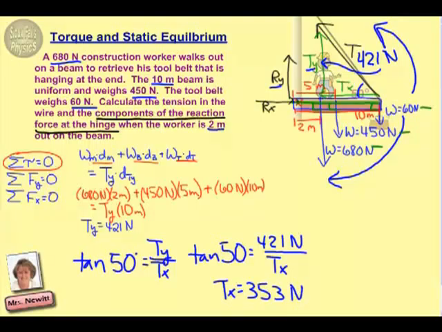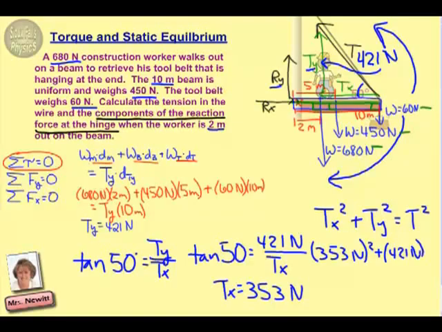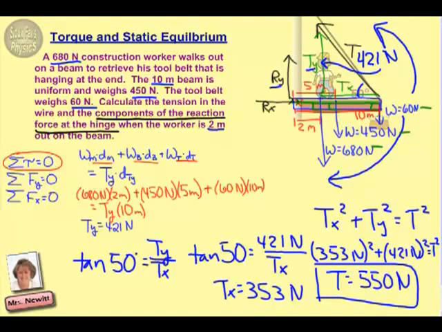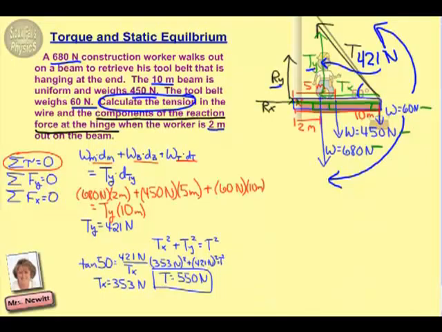Continuing on with the Pythagorean theorem then, to find the overall tension, we can use the Tx and Ty values squared. We now have Tx as being 353 newtons. Ty was 421 newtons. And so solving for our overall tension, we have 550 newtons of tension in the wire. So we have successfully answered this question here. Calculate the tension in the wire.